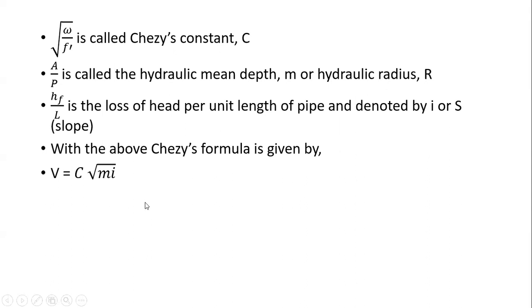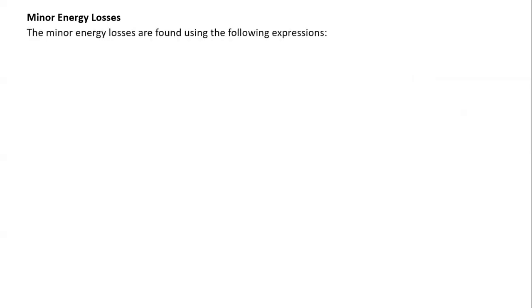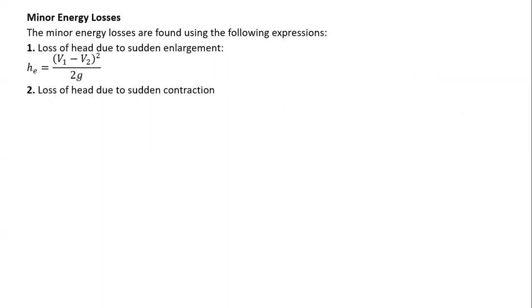That's all, because everything else has been swallowed up and simplified. So then, where you do that, you can go ahead and calculate the losses either using Chezy's formula or Darcy's formula. Minor losses are many. We have losses due to sudden enlargement, V1 squared minus V2 squared over 2g.